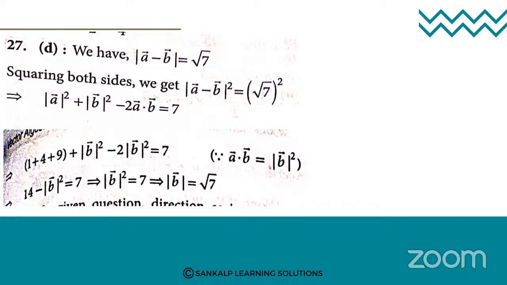It will be equal to root 7. They have asked us to calculate the modulus value of the vector B, so the modulus value of vector B is root 7.